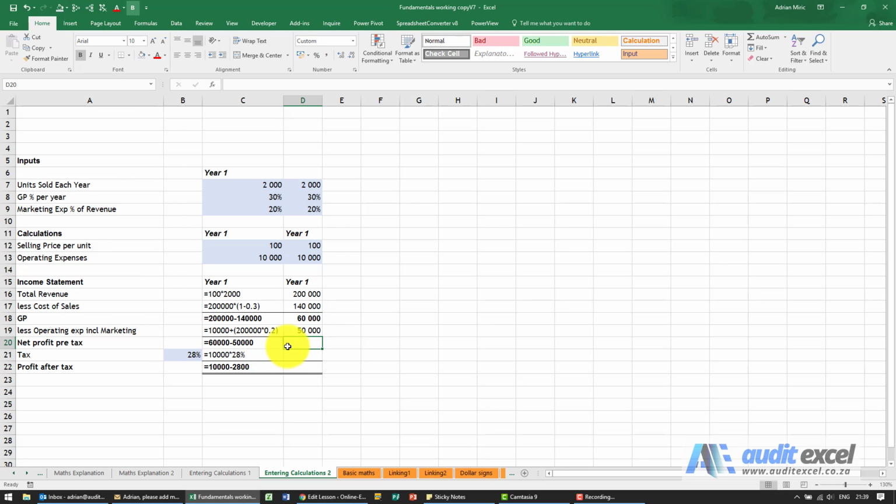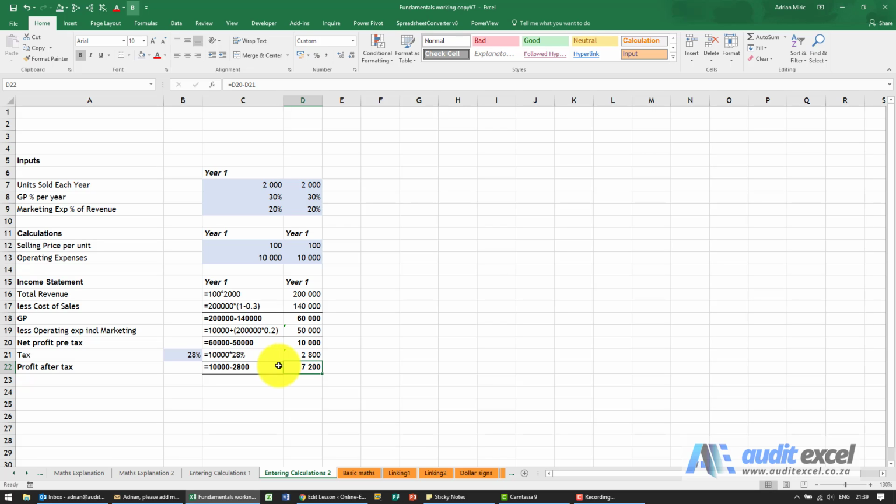Net profit pre-tax we know is equal to, it was 60,000 minus 50. Where can we find the 60,000? In cell D18 minus D19. Tax, we've got a 28% here. So we go equals net profit pre-tax multiplied by that 28%. And finally, we can get to the bottom and we can say profit after tax is profit pre-tax minus tax.